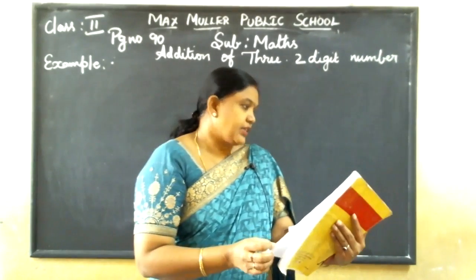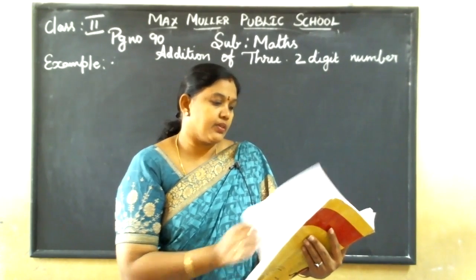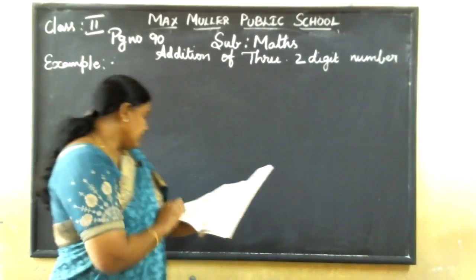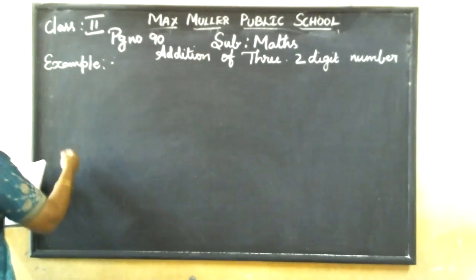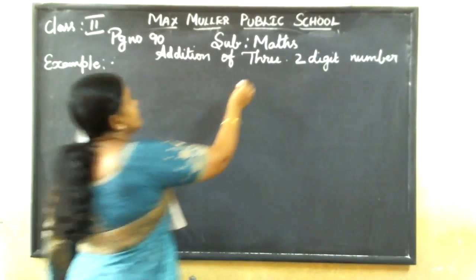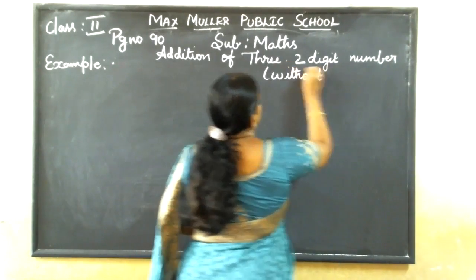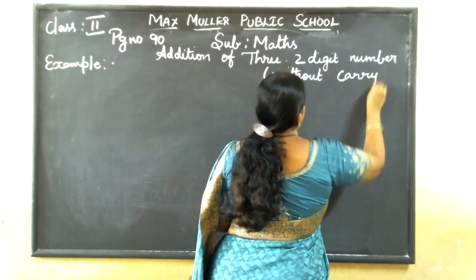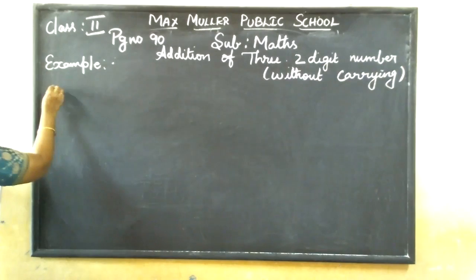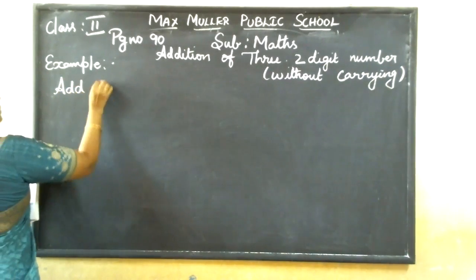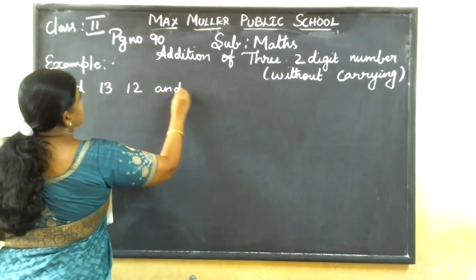In the previous class, we did addition of a 2-digit number and a 1-digit number. We did addition of 2-digit numbers. In this class, we'll do addition of 3 two-digit numbers. They are 2-digit numbers, but 3 steps will come, without carrying. They are given like this. Add 13, 12, and 32.